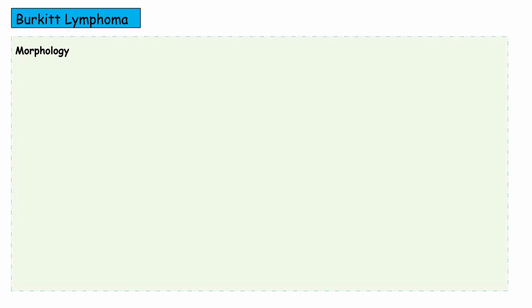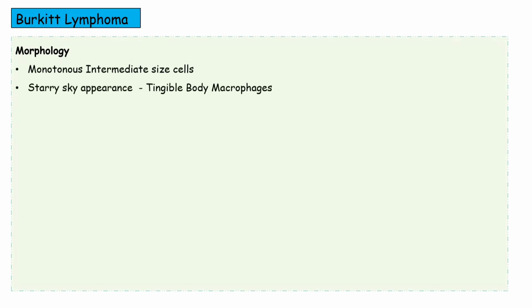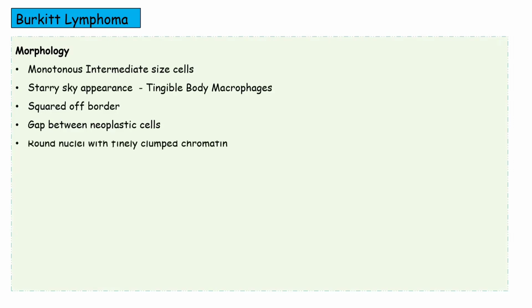So if we talk about the morphology, it has a very characteristic morphology. The cells are squared off. They are medium sized and they have squared edges. They fit in and have small windows in between. There are scattered macrophages that give it a starry sky appearance. The borders are squared off. There are windows and gaps between the cells. The nuclei are round and chromatin is clumped, and we can see several nucleoli in it.